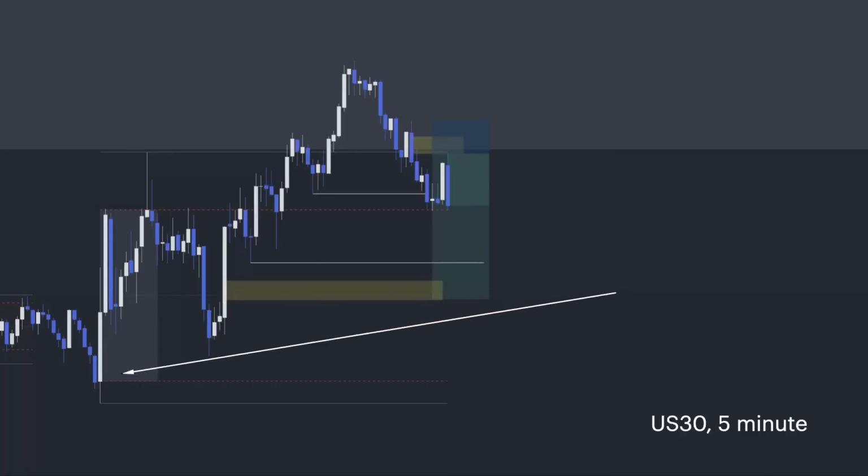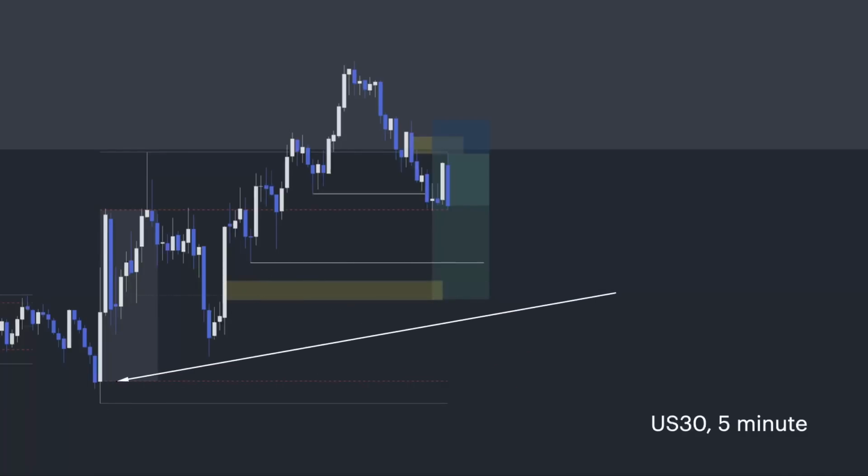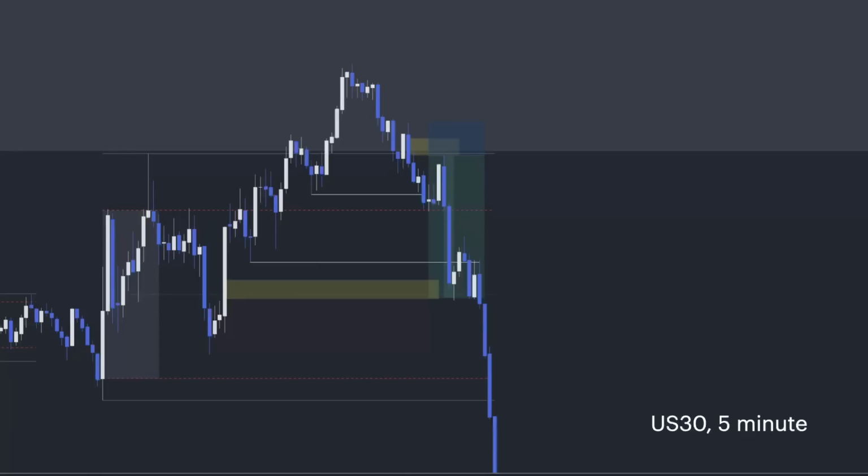And also, as we know, the probabilities are that we're not going to hit this low. So maybe first target here, second target below this low, and then maybe we close the entire trade at the IDR low. Again, doesn't this look a little bit like a market maker sell model? Also, that 2-minute fair value gap appears as a 5-minute bullish order block. And as you can see, price completely tanks the rest of the day.